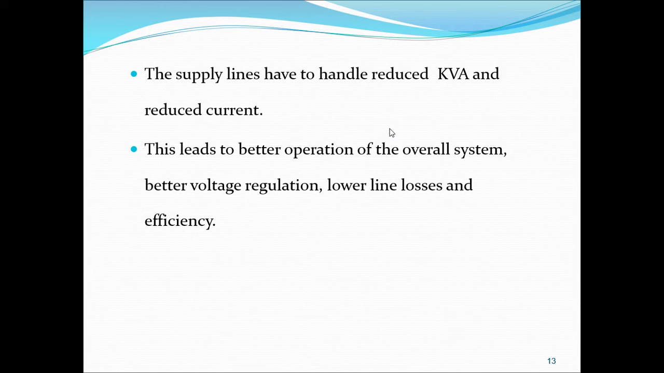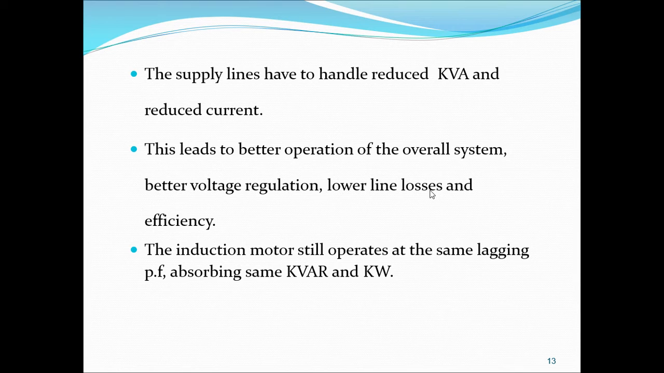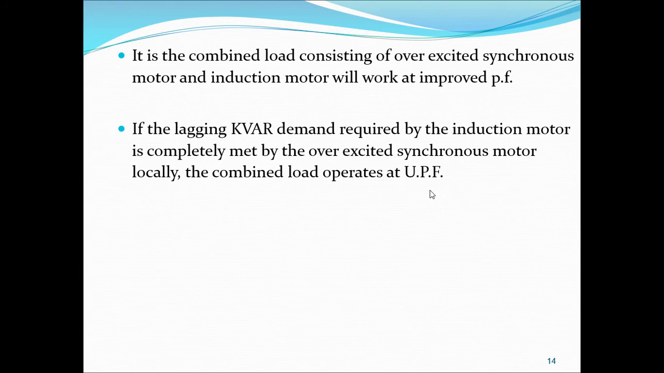So then what happened? The overall voltage regulation of the line increases, and the line losses reduce. When line losses reduce, automatically the efficiency will increase. So the induction motor still operates at a lagging power factor, but with the same kVAR and kW rating. So the combined load consists of an overexcited synchronous motor and an induction motor, and will work at an improved power factor.